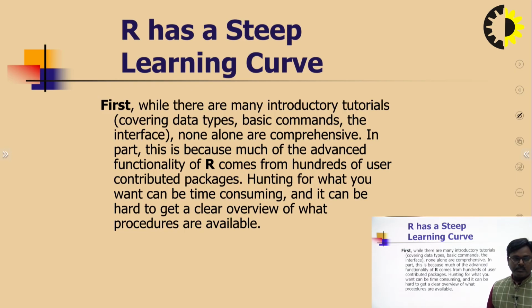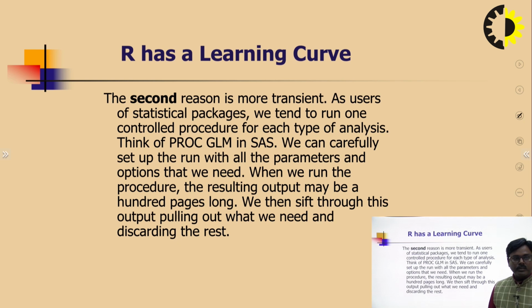It is comprehensive, and hunting for what you want can be time consuming, and it can be hard to get a clear overview of what procedures are available. But in R programming you can obtain this very easily. The second reason is the more transient use of a statistical package. Think of different analyses; each type of analysis can be done or controlled here. When we run the procedure, the resulting output may be 100 pages long. We then sift through this output, pulling out what we need and discarding the rest. All these activities can be done here in R programming.